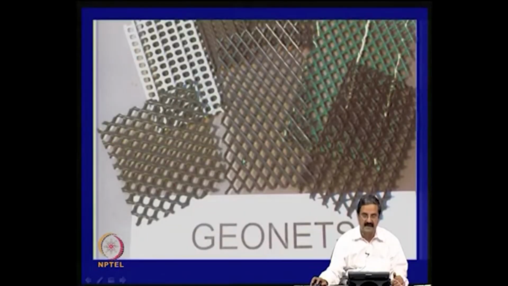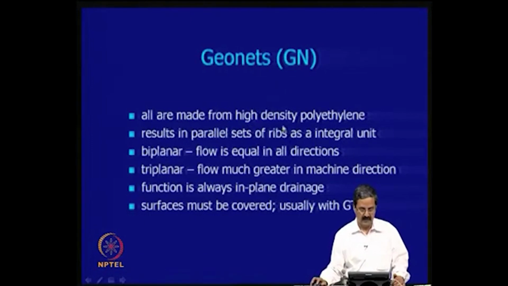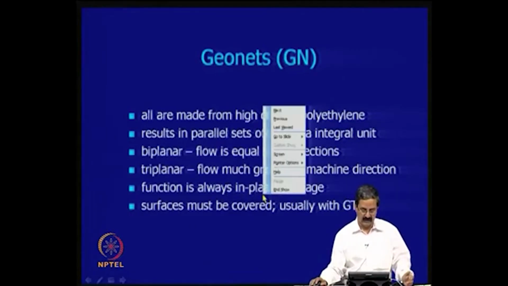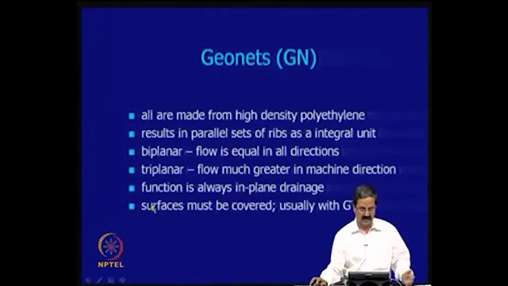You also have geonets, which are a combination of this; they have holes, and they are also useful for drainage. These are all again made from high density polyethylene, resulting in parallel sets of ribs as an integral unit. Biplanar means flow is equal in all directions. Triplanar means flow can be greater in the machine direction. The function is always in-plane drainage. Essentially, there are some holes here, because of which there is in-plane permeability.